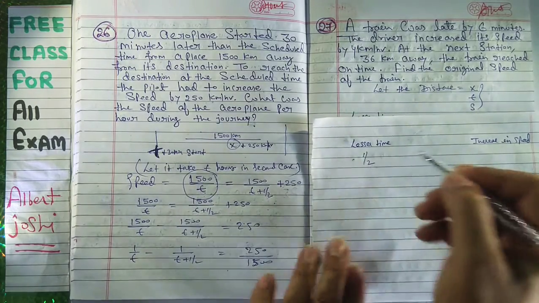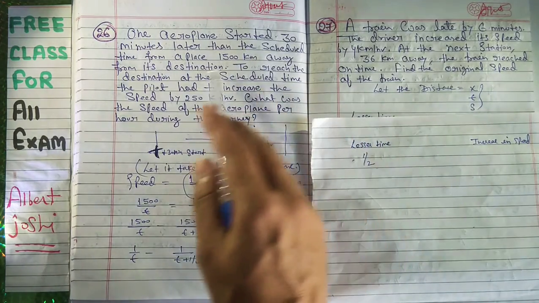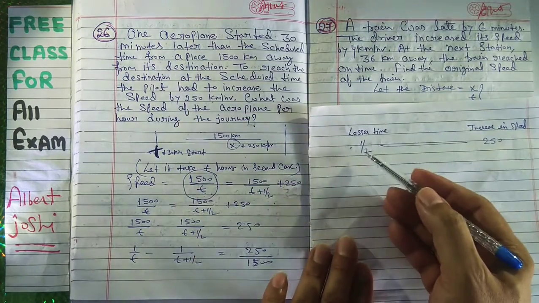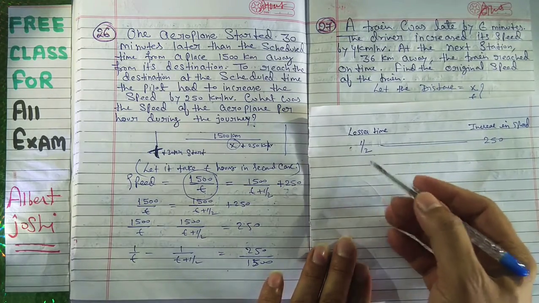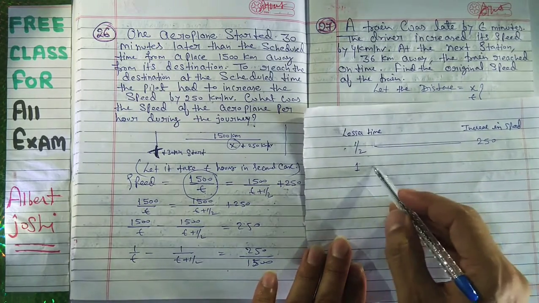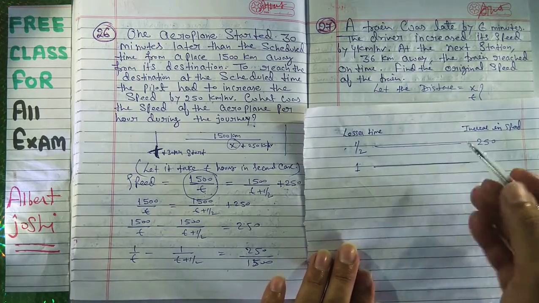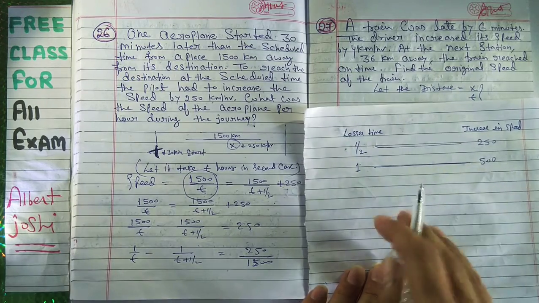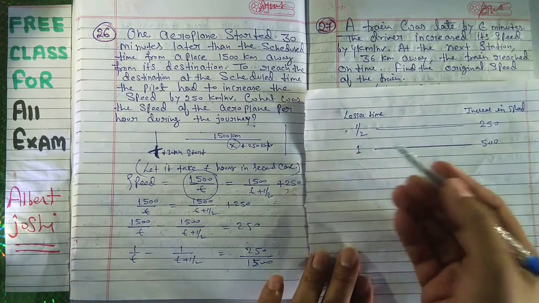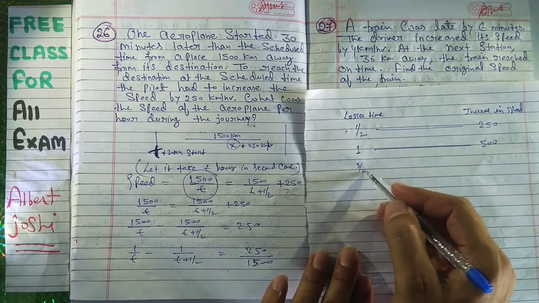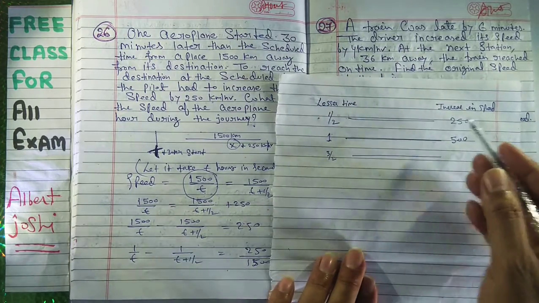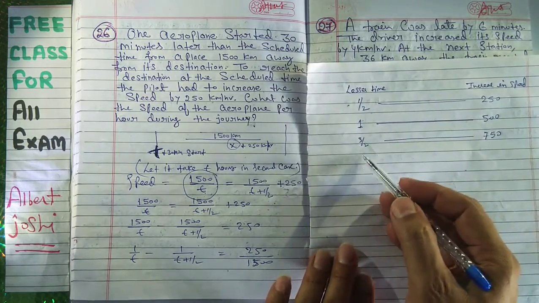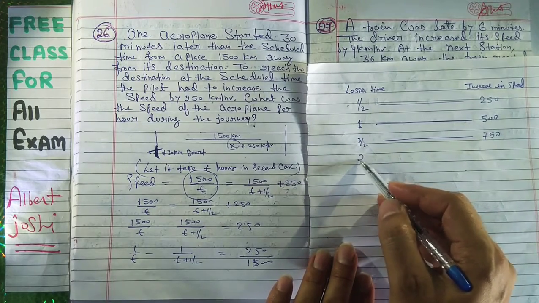So that means it is half an hour, and he has increased the speed by 250 kilometers. Now half plus half is equal to 1. It will also increase after half an hour: 250 plus 250 is 500. Then 1 plus half is equal to 3 by 2. Then 500 plus 250 is equal to 750. Okay, 3 by 2 plus half is equal to 2.